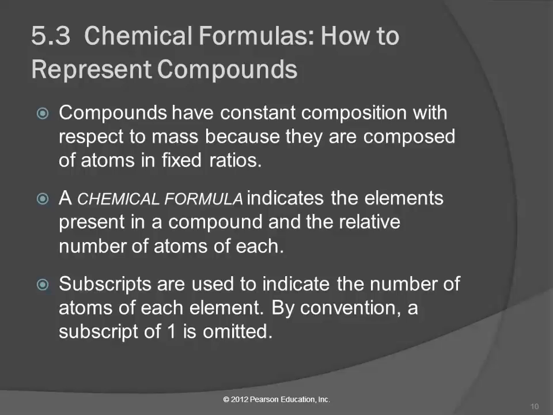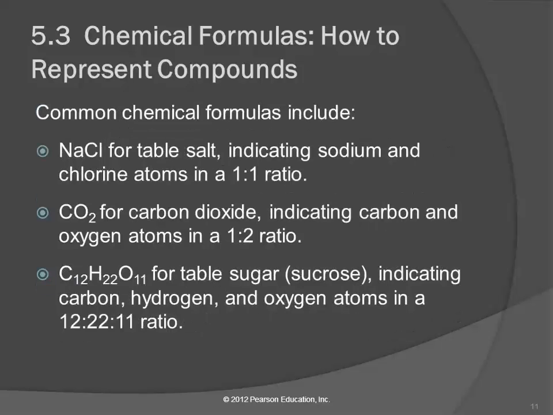We use subscripts to indicate the number of atoms. And the subscript comes after the element symbol, and again, we don't use the number 1. So examples, sodium chloride, NaCl. There's no subscripts in there. That means there's 1 sodium atom and 1 chlorine atom. That's the ratio of 1 to 1.